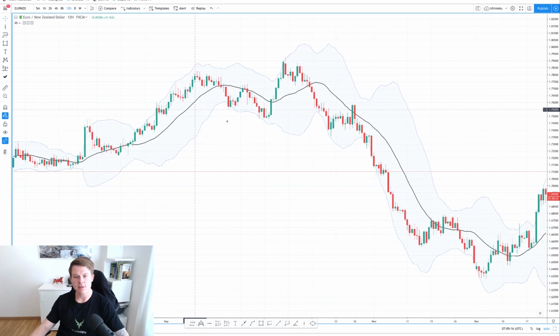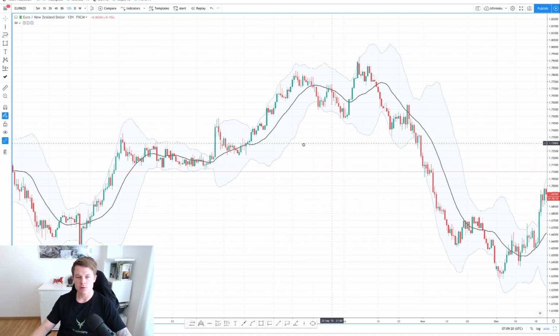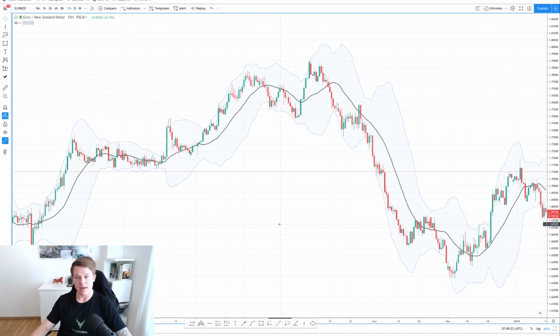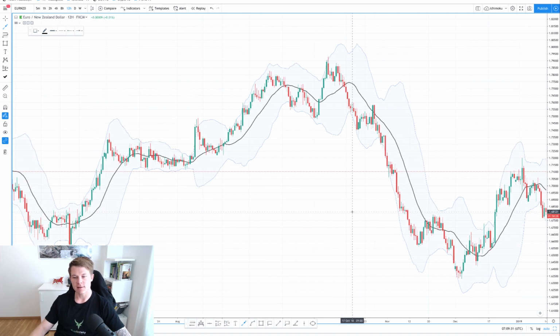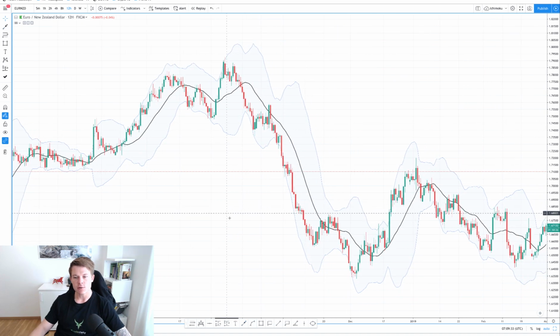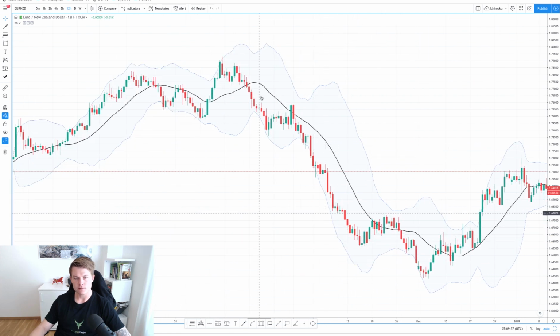And there are many different ways how you can use the Bollinger Bands. What I like to do, and what's the best, in my opinion, or one of the best applications, is to use them to stay in trades and also to understand when the market is likely going to reverse. So here are a few good examples.